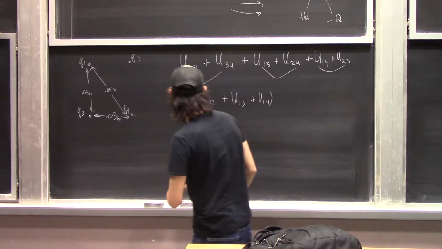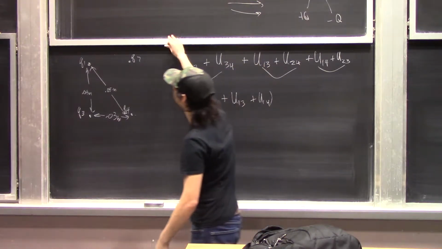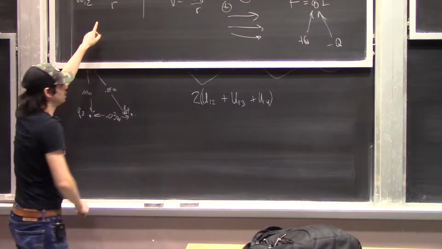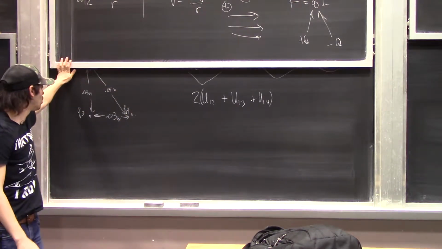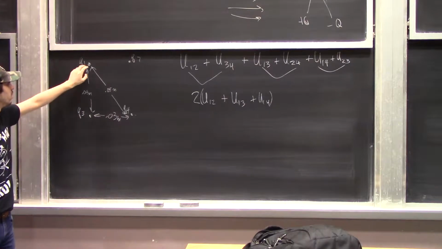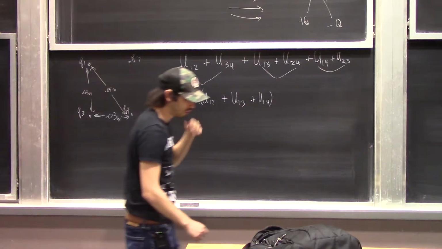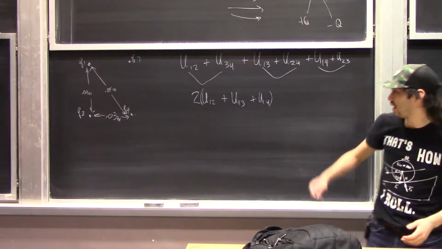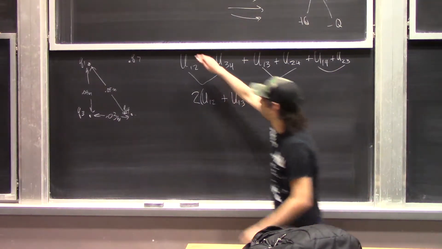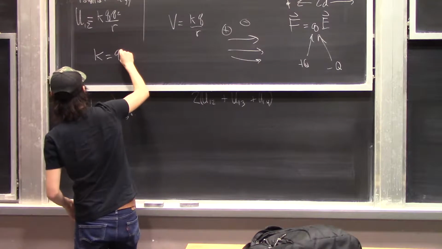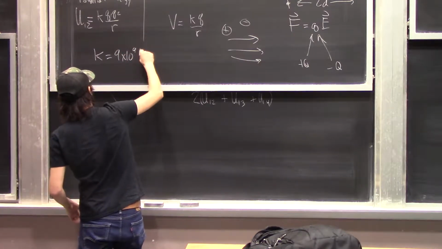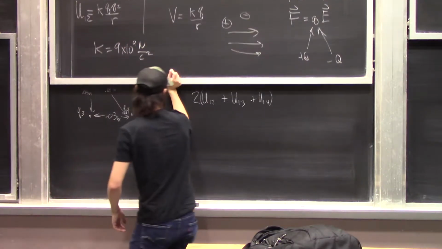And really the only difference between these, if I start with this equation here, is the distance, right? Because the charges, they're all the same magnitude charge, right? Q1, Q2, Q3, and Q4 are all the same. And the constant K is the same. And to remind you, I should have written this down to start with, K is equal to 9 times 10 to the 9 newton meters squared per coulomb squared, okay?